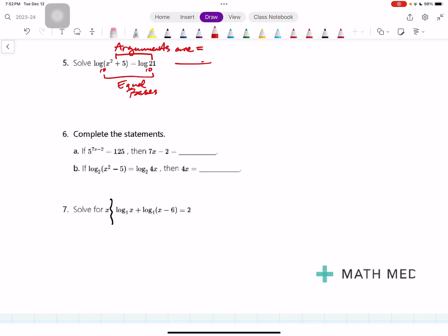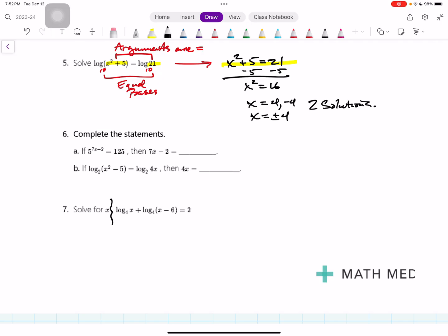So what does that mean? It means that the first argument, which is x squared plus 5, is equal to 21. So we have x squared plus 5 is equal to 21, and all we have to do is solve it. Let's subtract 5. We have x squared equals 16. So you got to think, what number squares are 16? Well, one number is 4, the other number is negative 4. Or you can write it as plus or minus 4. There are two solutions.